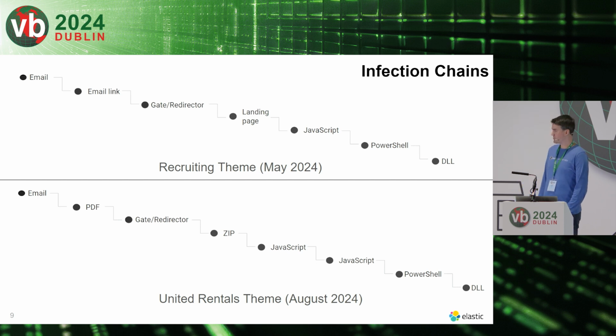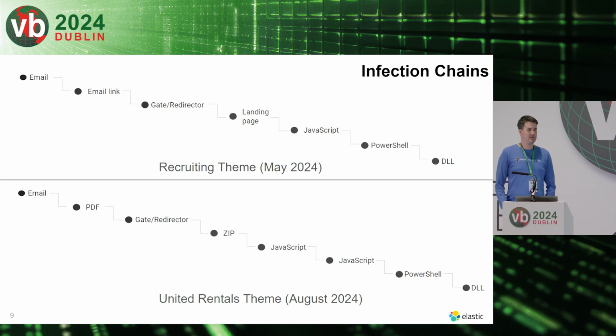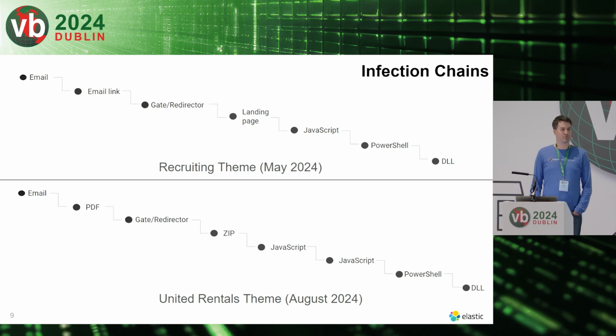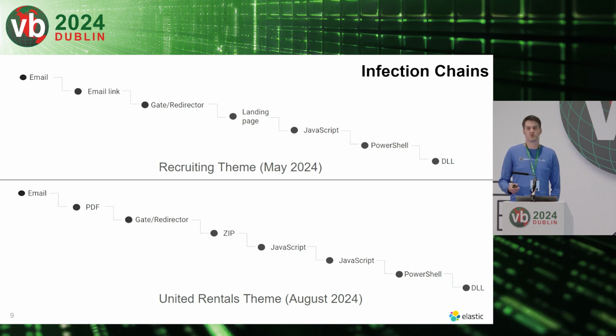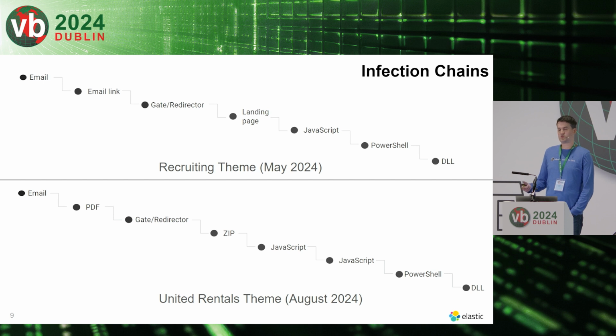So I'll cover the recruiting theme one at the top. This was in May 2024. These campaigns start out with email. Within there's an embedded email link, and then there's always going to be this gate redirection. The victim is going to step through a proxy that's going to identify the victim. Eventually, if it allows them through, they'll go to a landing page. Once they hit the landing page, there'll be some JavaScript, then PowerShell, and then eventually they'll use rundll32 to execute a DLL.